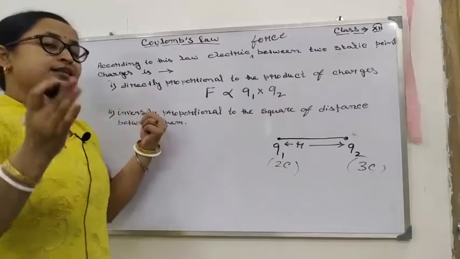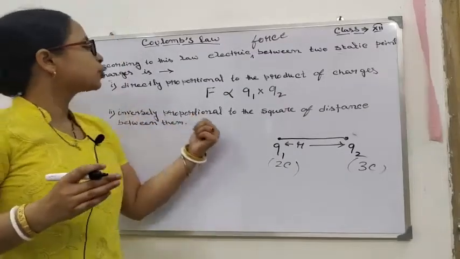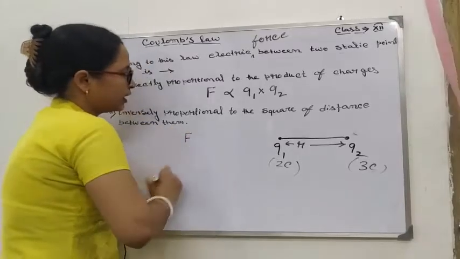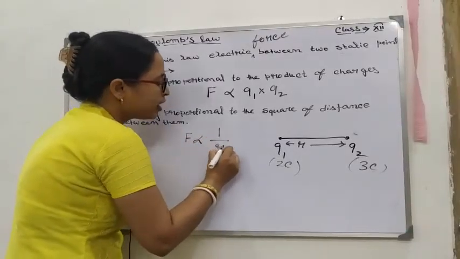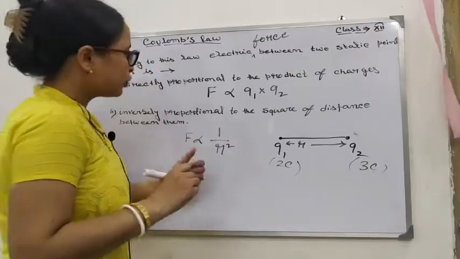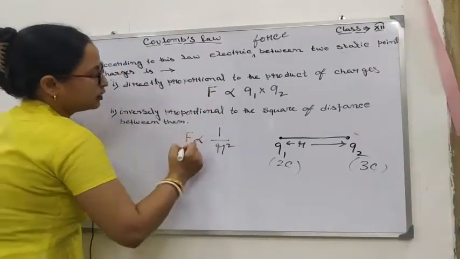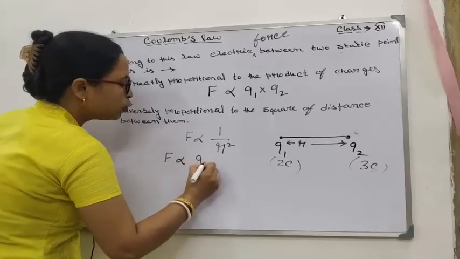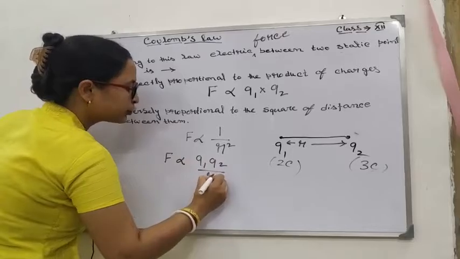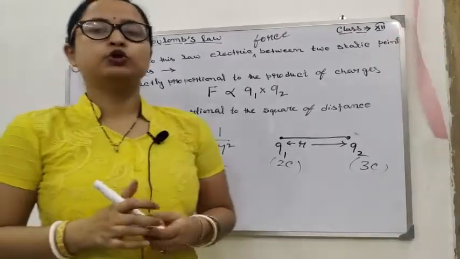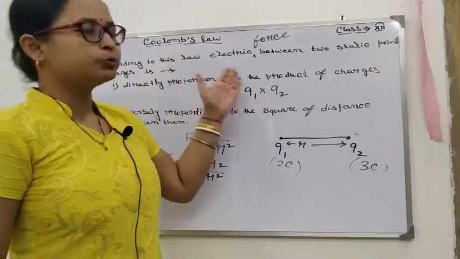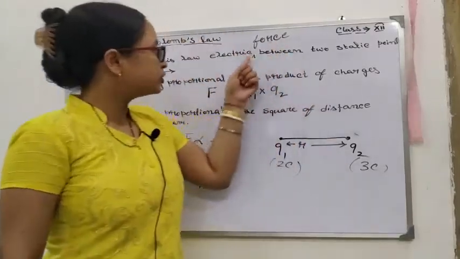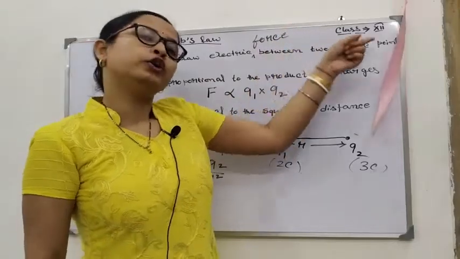Now, as in gravitational force also, it is inversely proportional to the square of the distance between them. That means you can write F proportional to 1 by R square. Na? Clear? So, if we write these two points together, then we will get F proportional to Q1 Q2 by R square. Clear? This is known as Coulomb's law. According to Coulomb's law, the electric force may be attractive or repulsive. In brackets also you can write attractive or repulsive force.